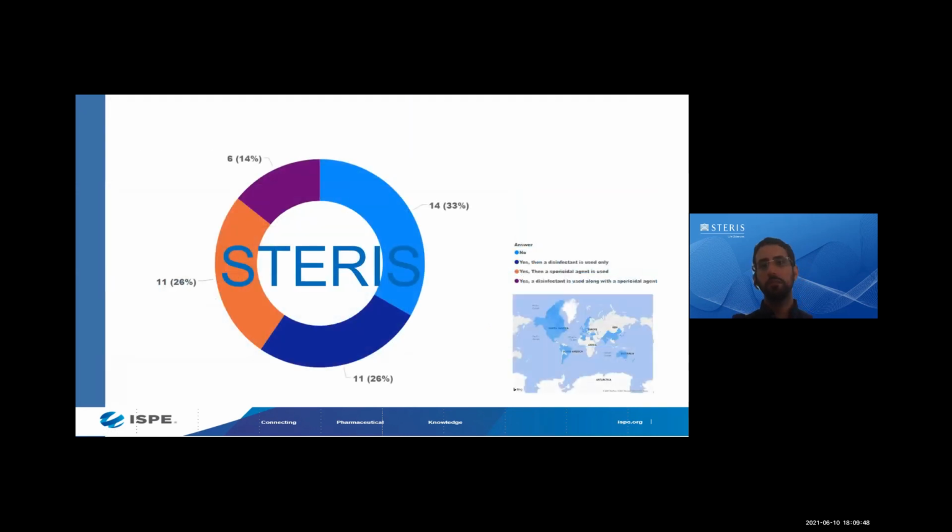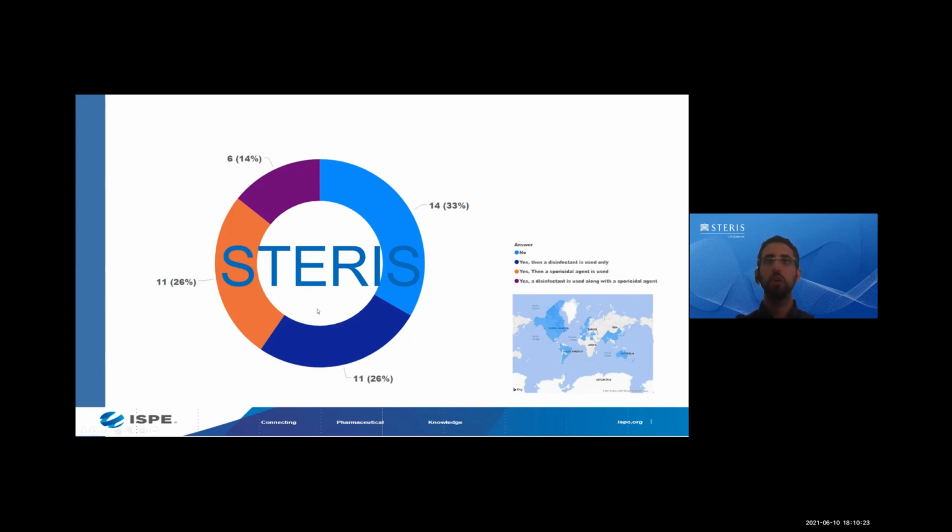So if we look at the benchmark for an ISO 5, that means a grade A, a class 100, we ask the same question. Does your procedure require separate cleaning before the disinfection of a RABS or an isolator or a cabinet or a hood? And we have 33% who say no. That's interesting. But then you have yes, they use a disinfecting agent as a cleaner, which is 26%. Then you have yes, they use a cleaner and then they use a sporicidal agent.